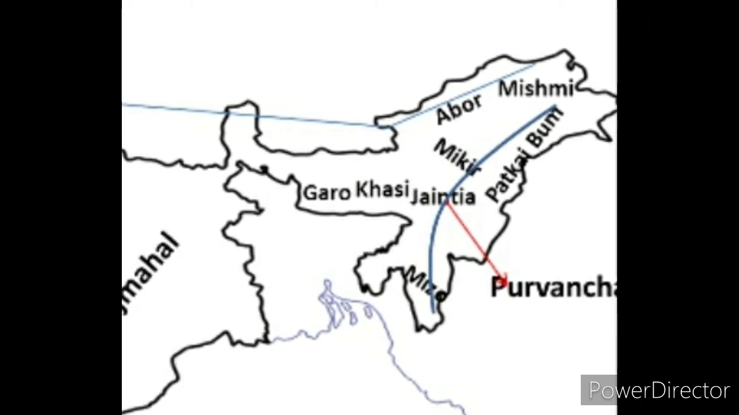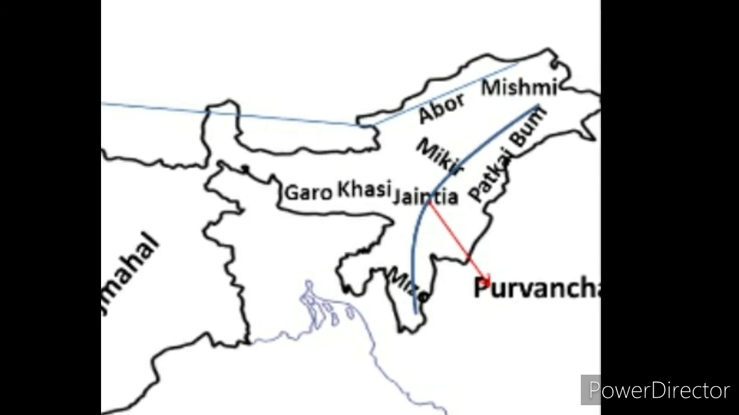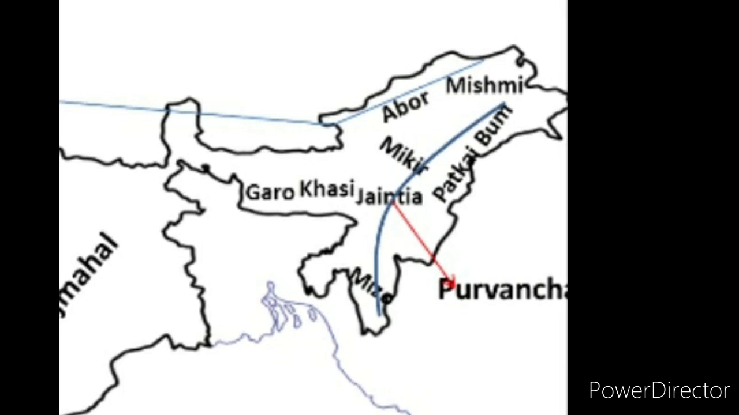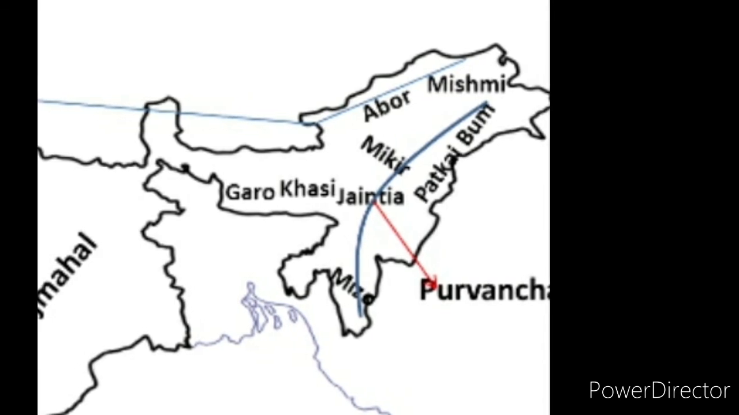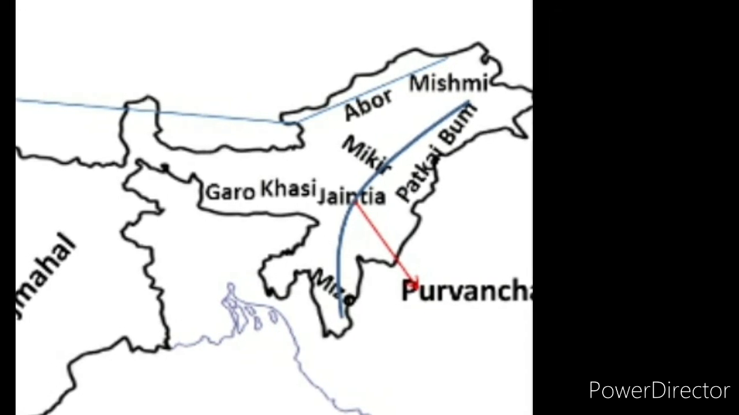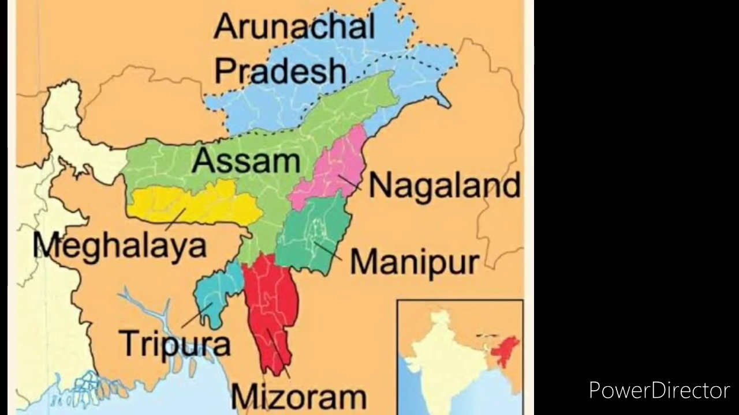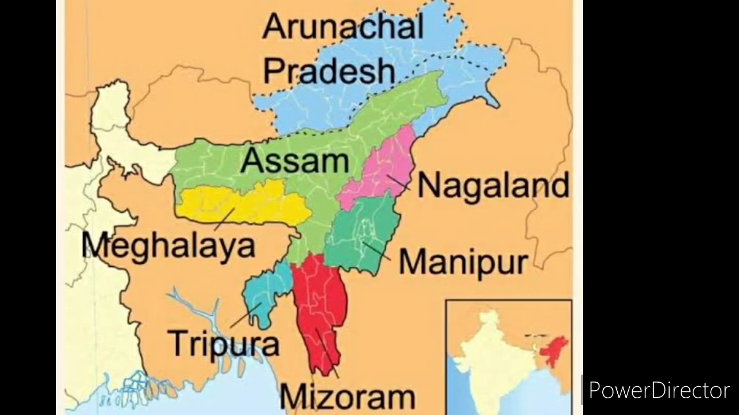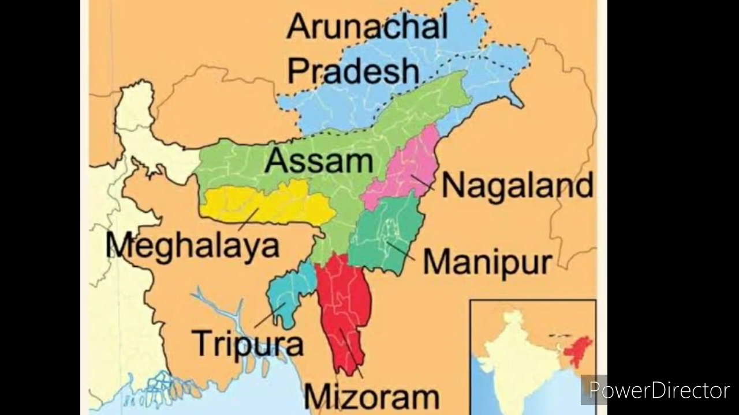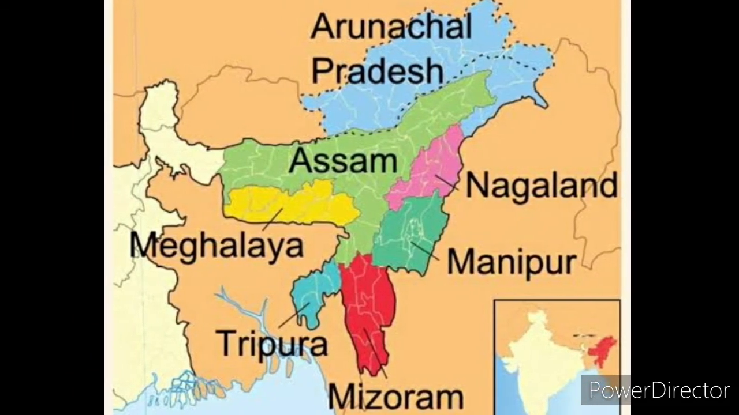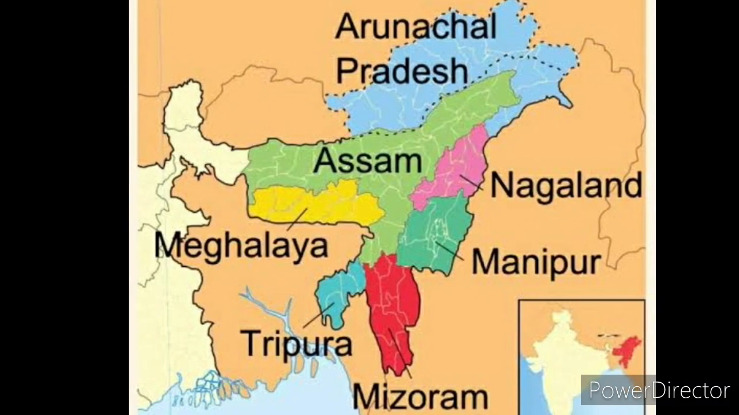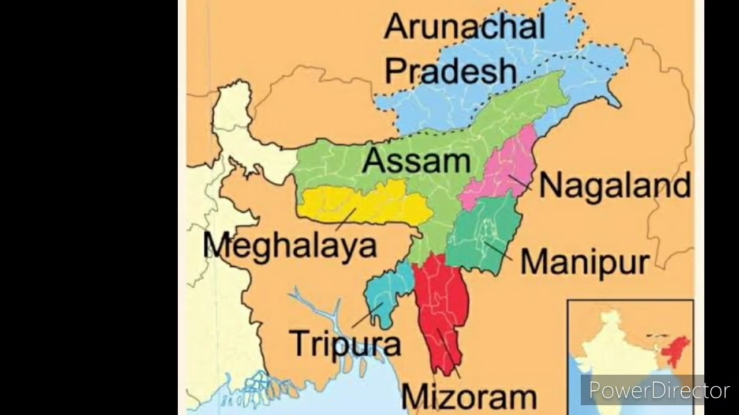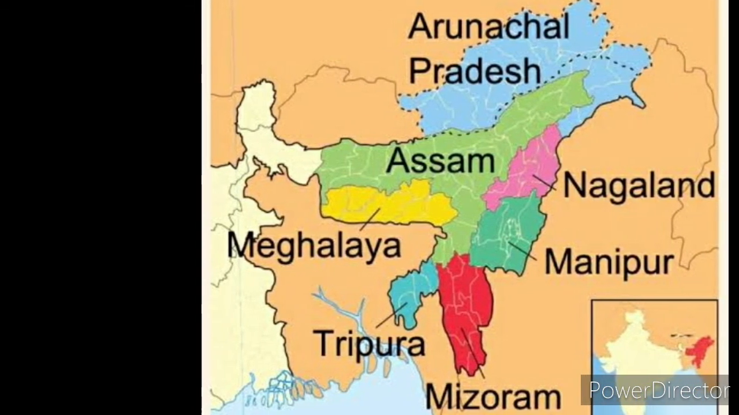And also the eastern states are known as the seven sisters. All these seven sisters are located in the Purvanchal Hills: Assam, Meghalaya, Arunachal Pradesh, Nagaland, Manipur, Mizoram, Tripura. All of this is known as the seven sisters. These are all located in eastern India and also in the Himalayan mountains.